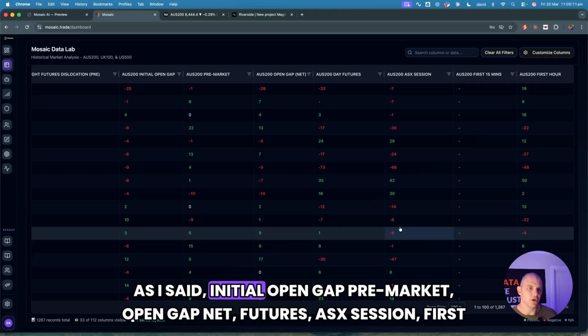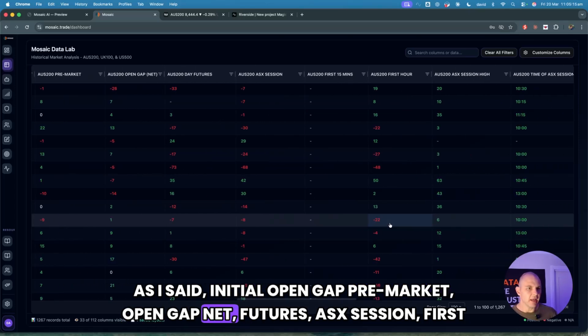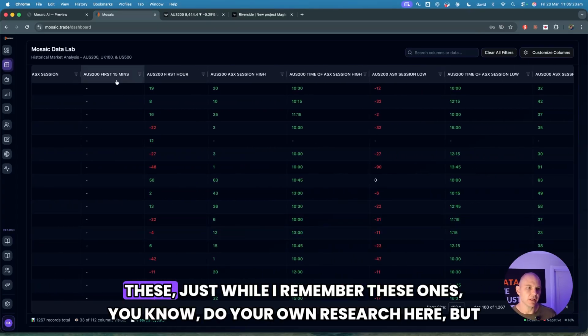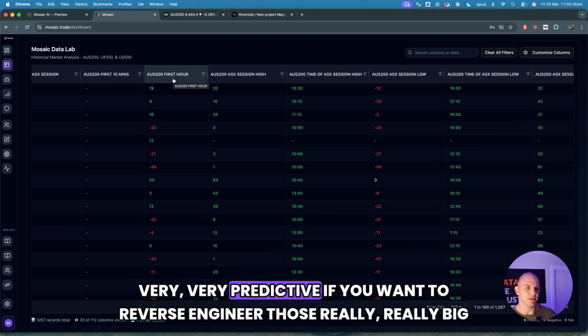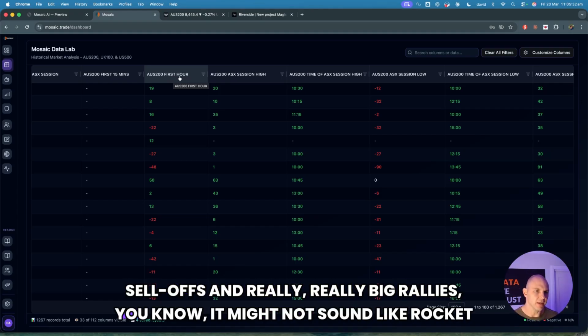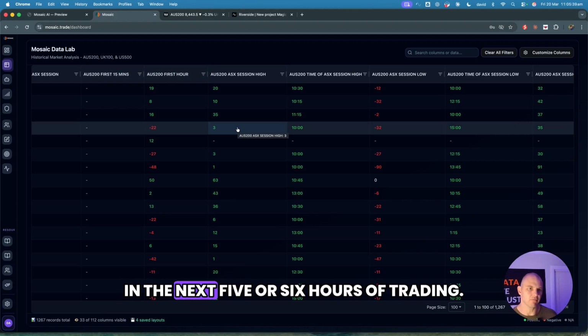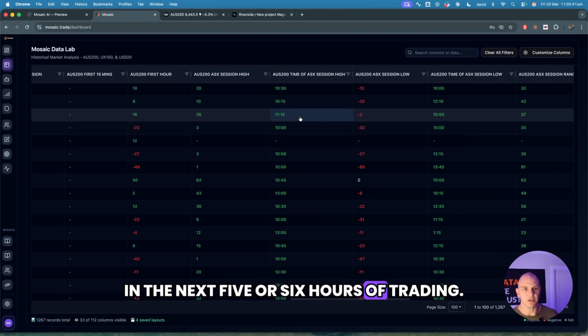As I said, initial open gap, pre-market, open gap net, futures, ASX session, first 15, first hour. These, just while I remember, do your own research here, but very, very predictive. If you want to reverse engineer those really, really big sell-offs and really, really big rallies, might not sound like rocket science, but these are generally a really good predictor for what's going to happen in the next 5 or 6 hours of trading.